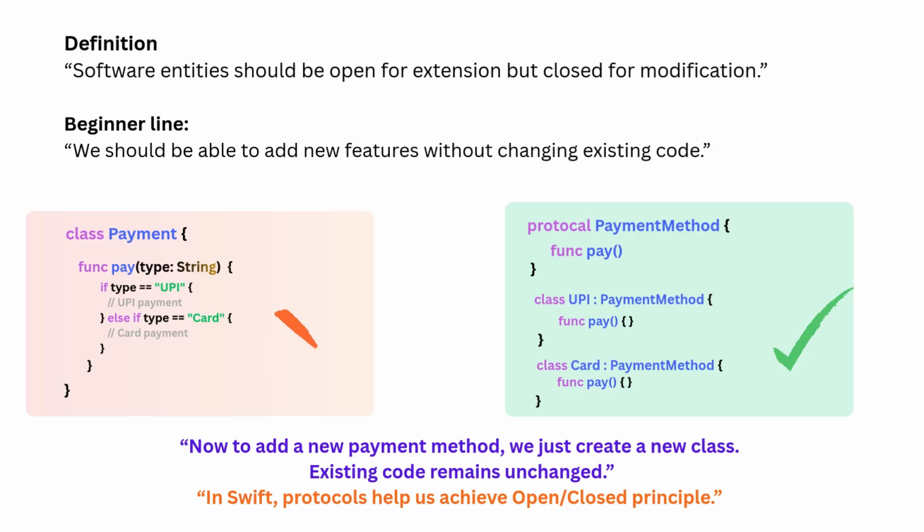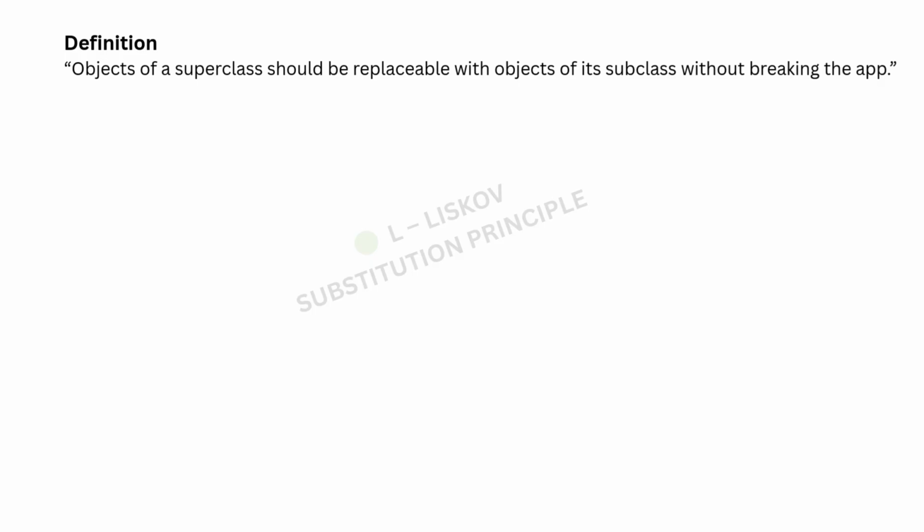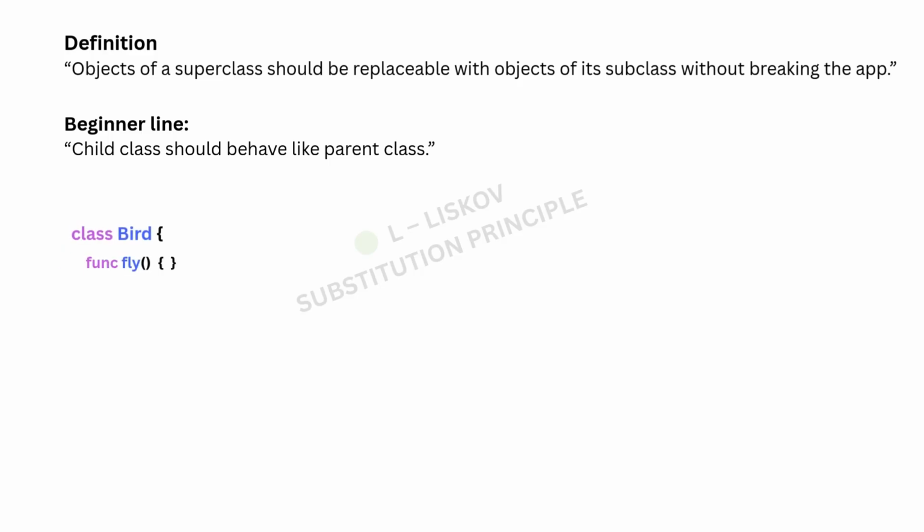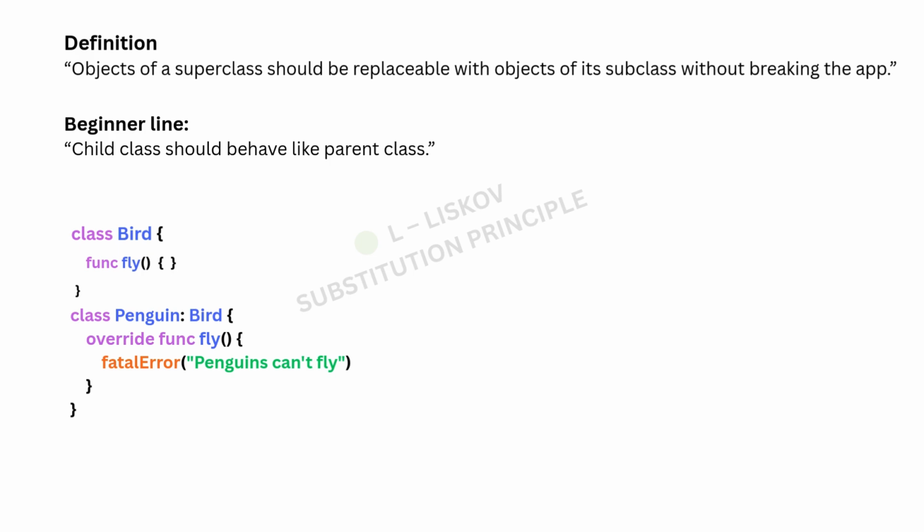Now let's move to the third one, which is the Liskov substitution principle. The definition is that objects of a superclass should be replaceable with objects of a subclass without breaking the app. So a child class should behave like the parent class, whatever we are inheriting. For example, we have a Bird class with a function fly, and if we inherit Penguin from the Bird class, but a penguin cannot fly, it breaks our principle. So it's a wrong approach.